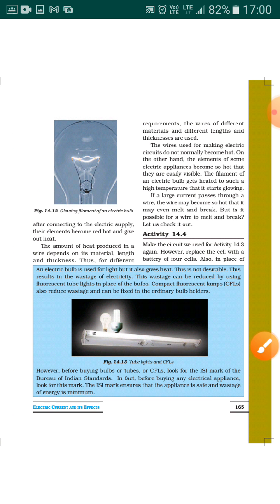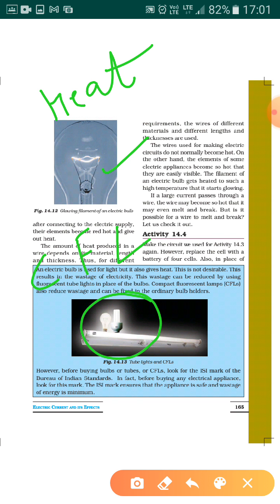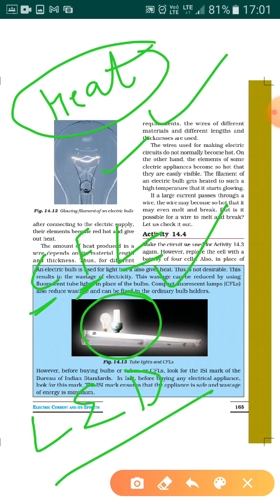But sometimes, like in the case of a bulb, light is produced, but at the same time it produces heat, and that gets wasted. So nowadays we have got CFLs, compact fluorescent lamps. CFLs are used nowadays so that the heat energy which gets wasted in our traditional bulbs is no longer wasted. The use of CFL is better, or LED bulbs are also used. LEDs and CFLs are used just to avoid the wastage of heat energy from the bulb.